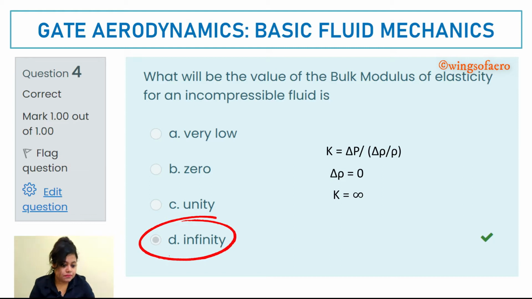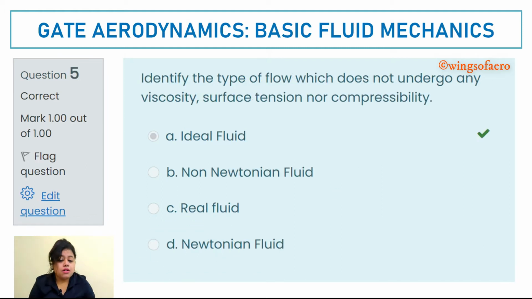Moving to the next question. Identify the type of fluid which does not undergo any viscosity, surface tension, nor compressibility. So, in this question they have said to identify the flow. They have given a couple of options, and you have to find out which one doesn't undergo viscosity, compressibility, or any kind of surface tension.